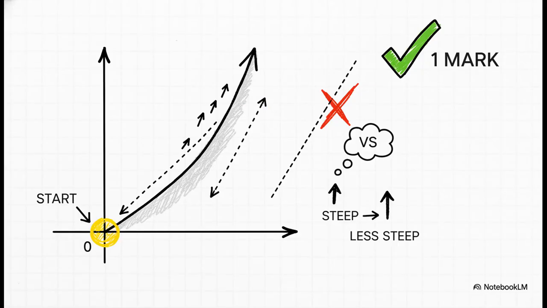So what are the examiners actually looking for? It's a simple 3-point checklist. First, your graph has to start right at the origin, at 0, 0. Second, it's got to be an increasing curve, not a straight line. And third, the curve needs to get less steep as it goes to the right. As T gets bigger, the gradient decreases. Tick all 3 of those boxes, and you've got the final mark.